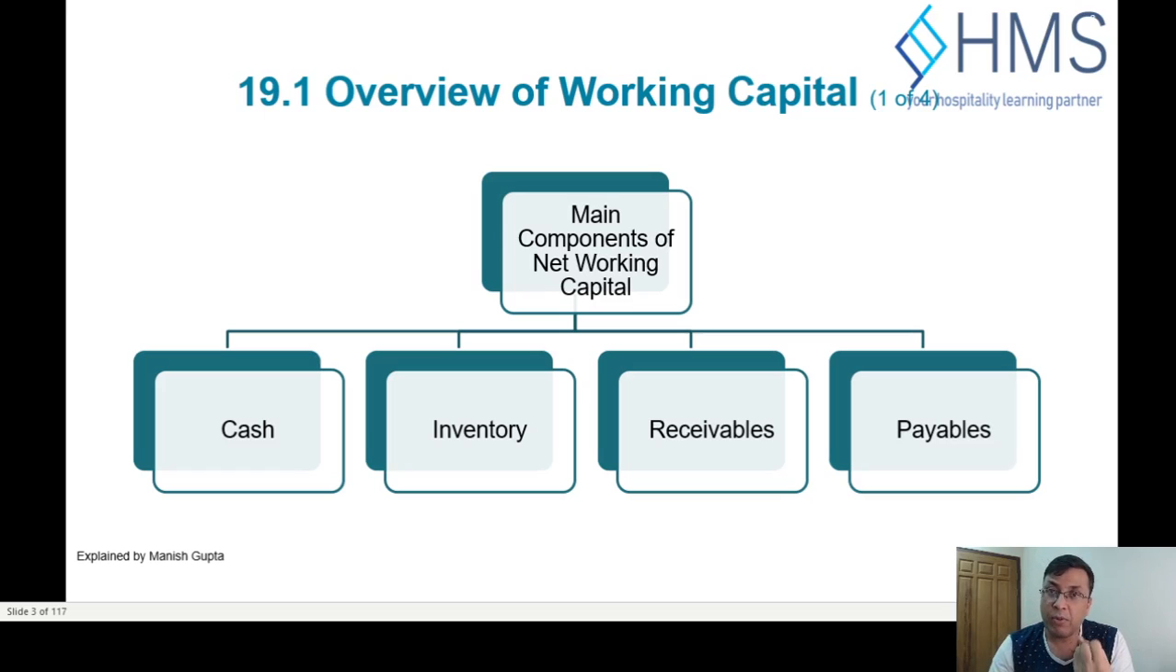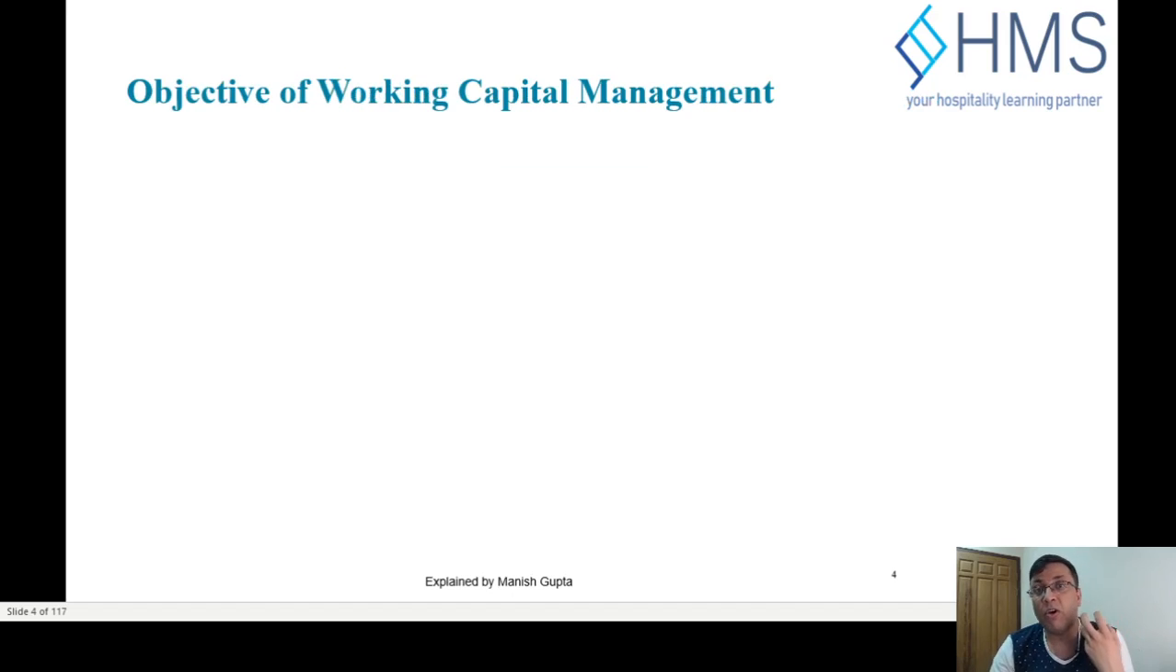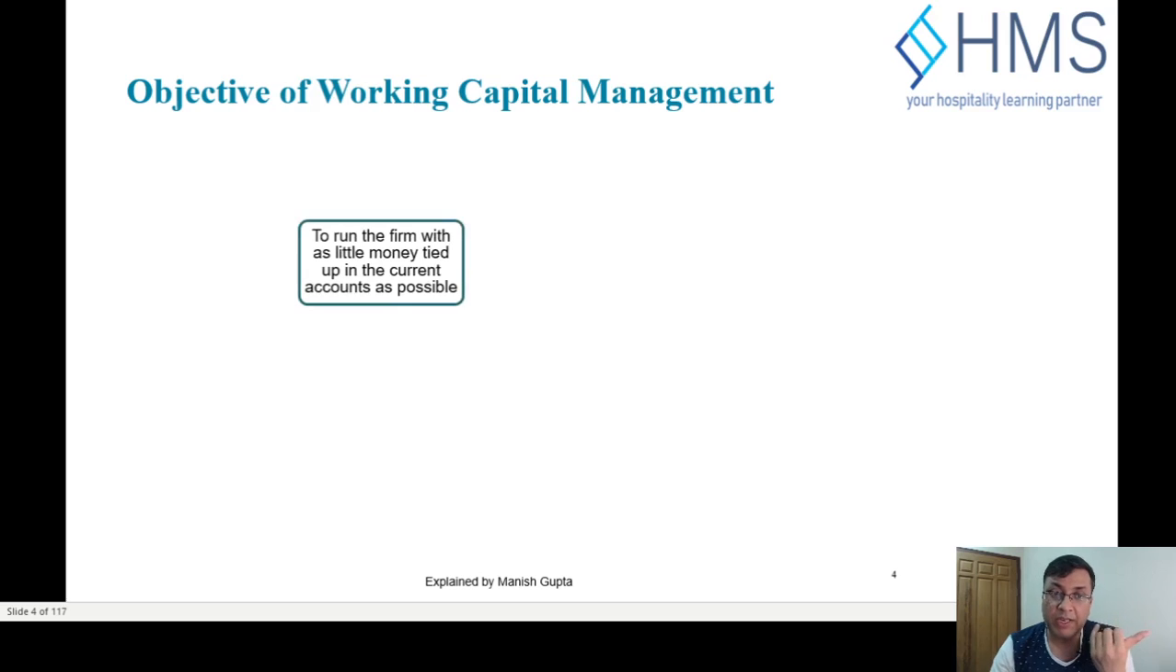Now, why is it important for us to manage working capital, and what is the objective of working capital management? The objective is to run the firm with as little money tied up in current accounts as possible. If you have learned financial analysis in my other classes, you will see there are asset turnover ratios, asset utilization ratios, and return on assets ratios. Return on asset ratios or asset utilization ratios usually use the productive assets, which are used in producing the goods and services that the company is selling. Those assets typically do not include the current assets.